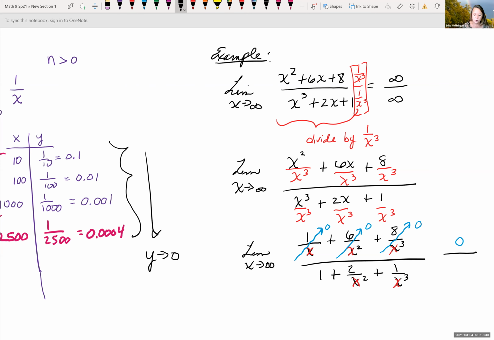Well, we have just this single 1 plus 2 over x squared as x goes to infinity, this piece goes to 0, and 1 over x cubed as x goes to infinity also goes to 0. So we have this 0 over 1. It's okay to have 0 in the numerator and not in the denominator. So 0 over 1 is a number that is equal to 0. So the limit as x goes to infinity of that function is equal to 0.